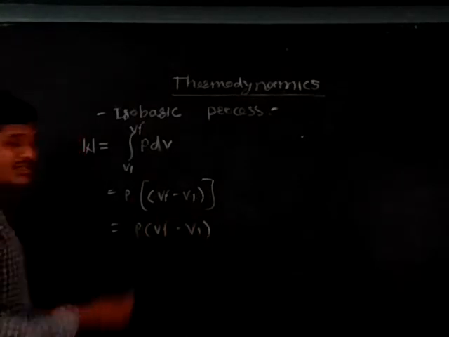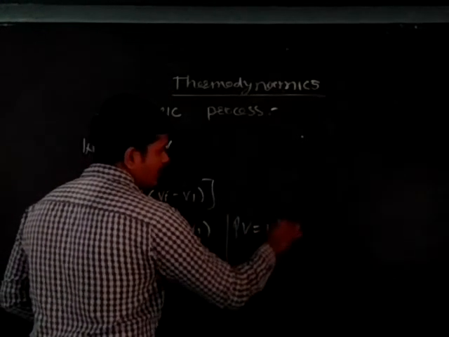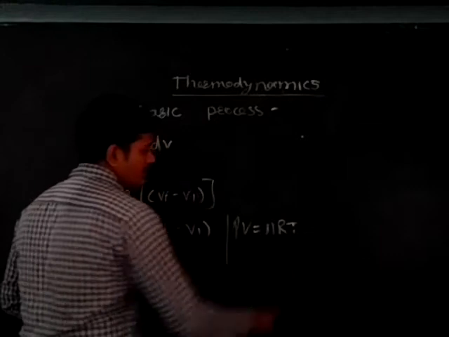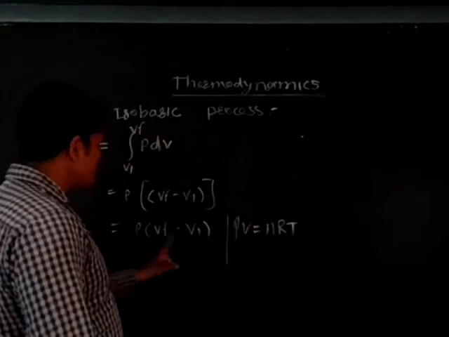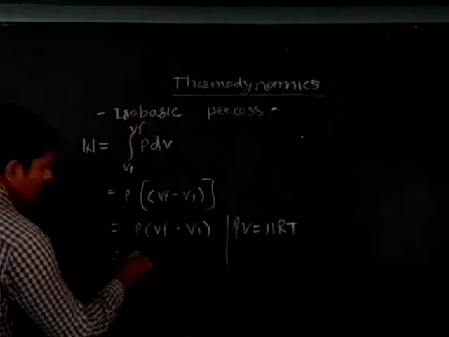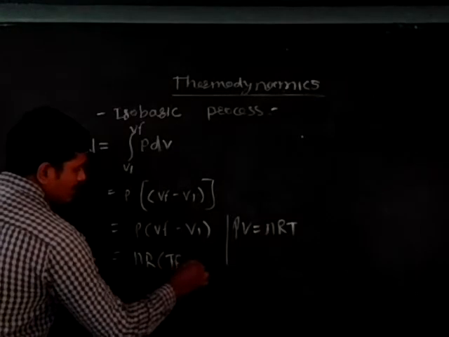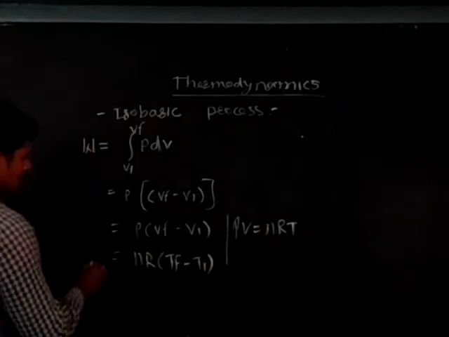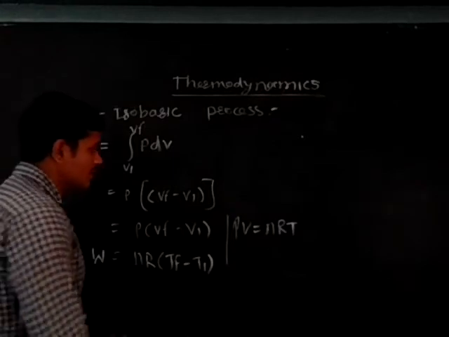So as we know, PV is equal to nRT. Okay, PV is equal to nRT. So instead of this PV, I can put this nRT. Okay, so it will be nR(Tf minus Ti). This will be the work done. nR(Tf minus Ti) will be the work done.